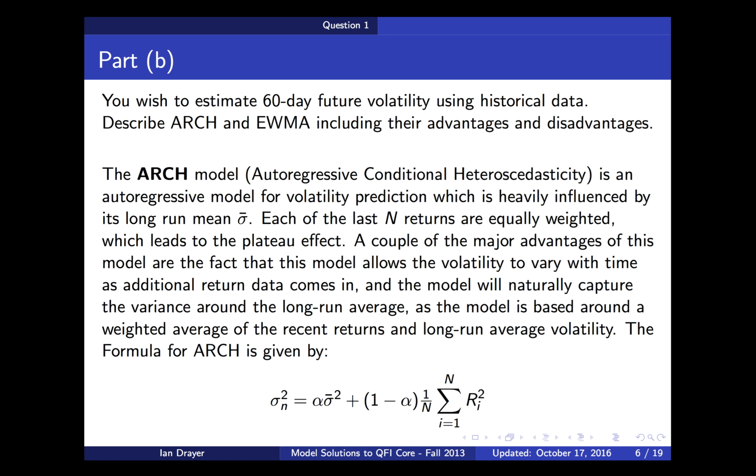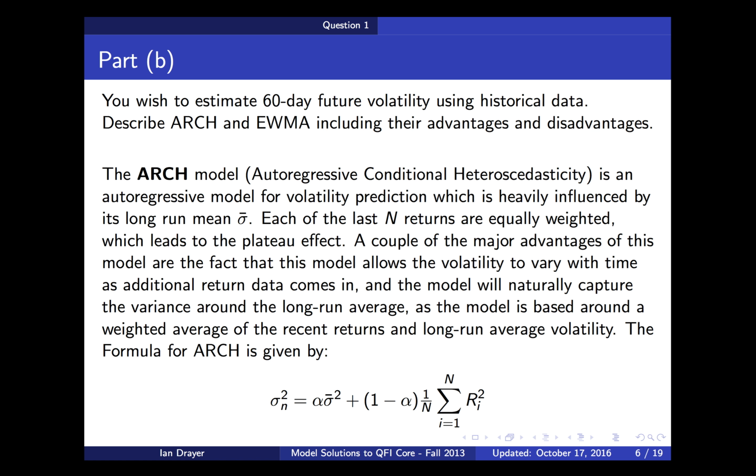Part B introduces the concept of estimating the volatility. We'll want to estimate the 60-day future volatility using historical data. We're going to look at using the ARCH, autoregressive conditional heteroscedasticity model, as well as an EWMA, exponential weighted moving average model, and look at their individual advantages and disadvantages.